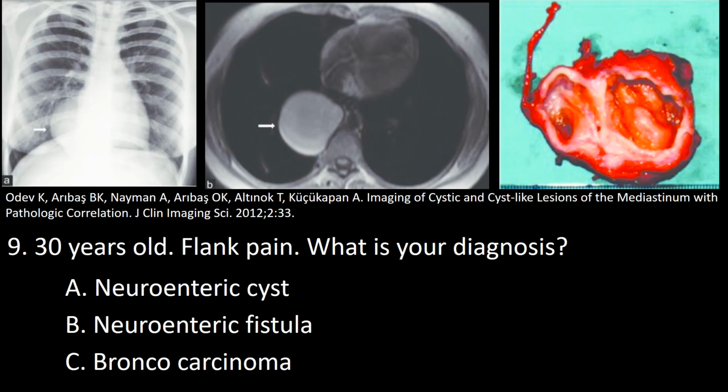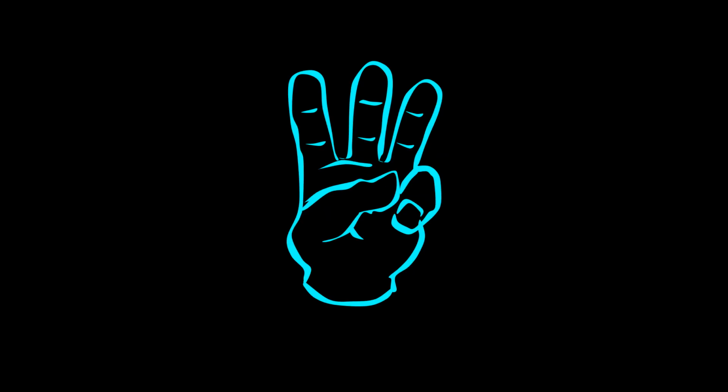Next question. Please take a look at these figures and read the statements below. 30-year-old, flank pain, what is your diagnosis? A, neuroenteric cyst. B, neuroenteric fistula. C, bronchocarcinoma. Persistence of the neuroenteric canal or adjacent related tissue may produce many different pathologies. Here, I will point out 3 different pathologies.